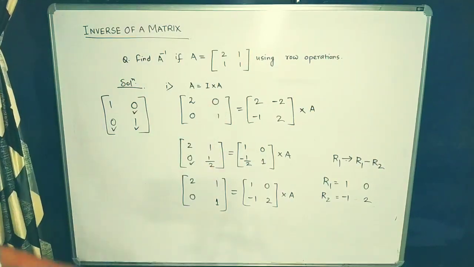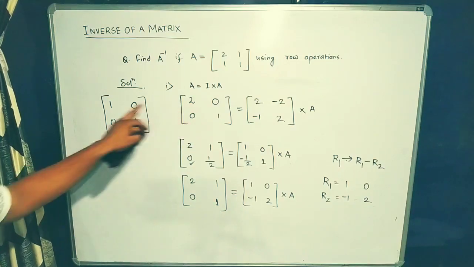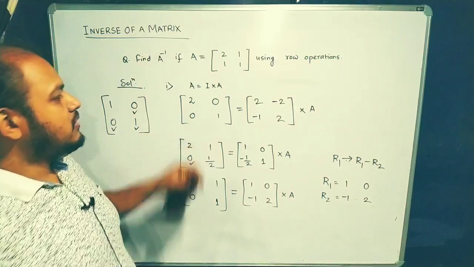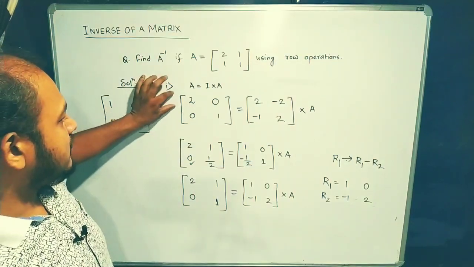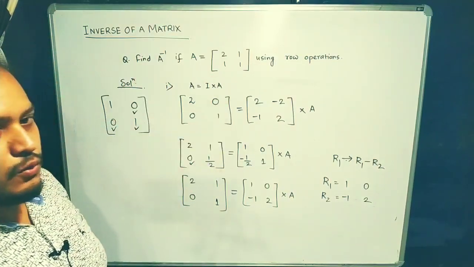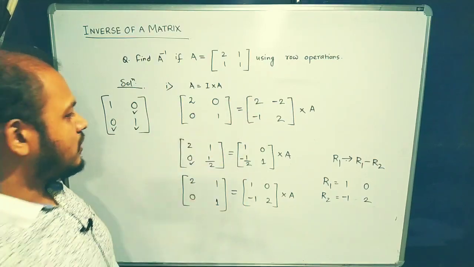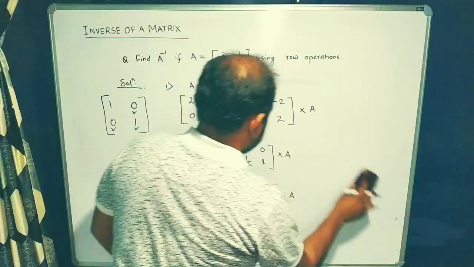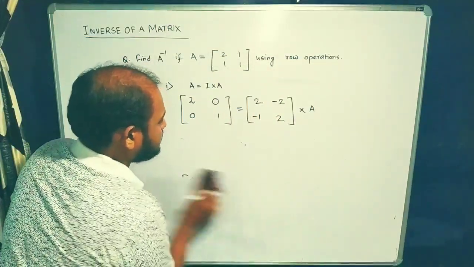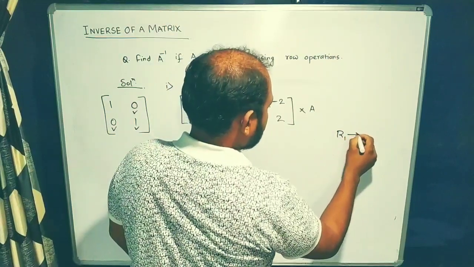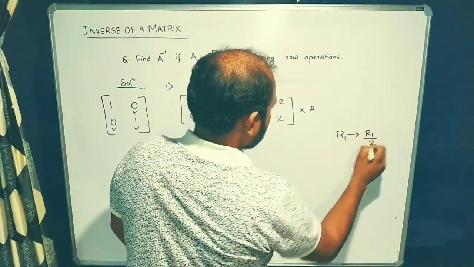The last number that is remaining is this number. We have to change this number to 1. So how can we change this number to 1? Think about it. If we divide this entire row with the number 2, then this will become 1. So in the next step, we should do this operation. In the next step, let us say R1 will change to R1 divided by 2.